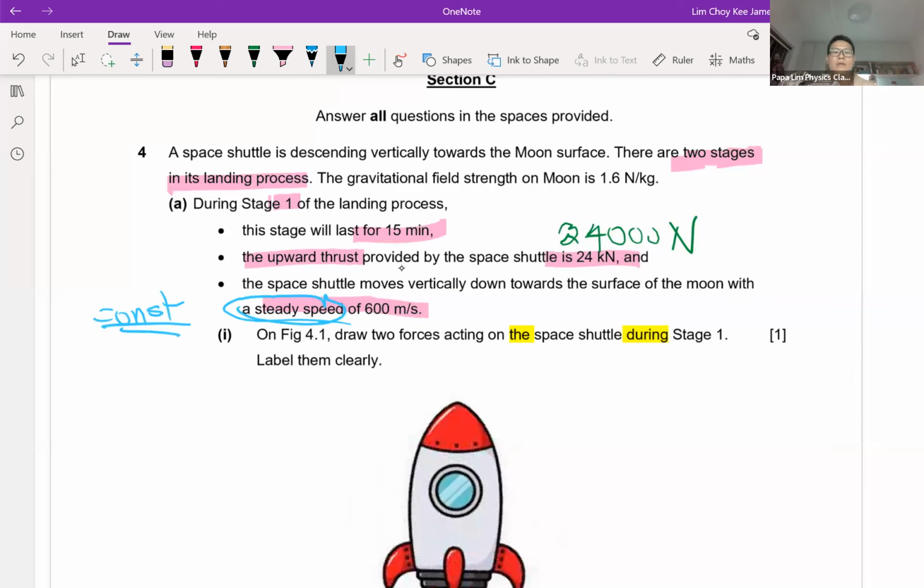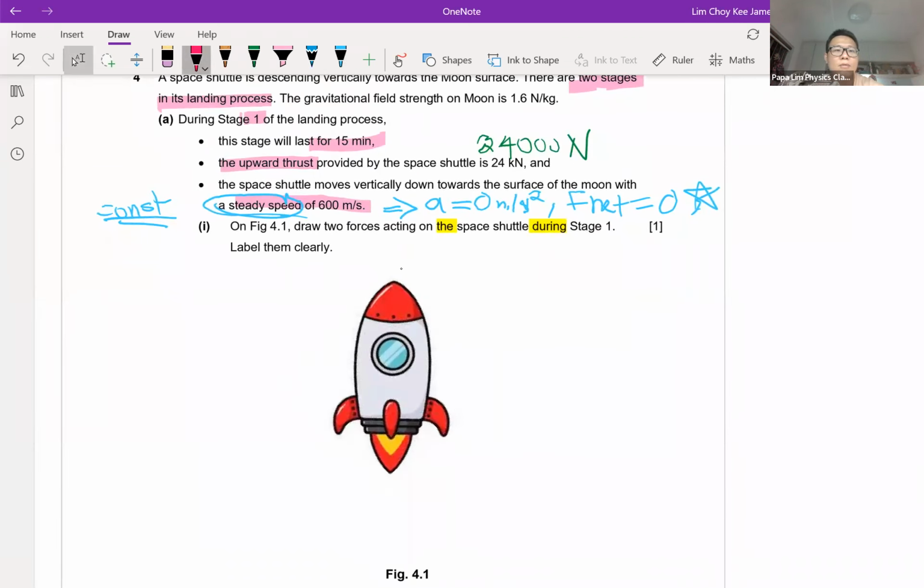This information is very important because it tells us one thing. Constant speed means acceleration equals 0 meters per second squared, which means F net equals 0. This is the important thing that you have to be careful about. These are the clues given in the question that you must be aware of before you start anything, because you will need all this information later on. Drawing the forces is straightforward. Draw the weight.